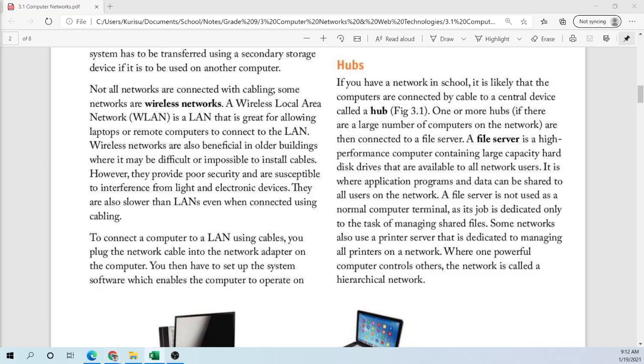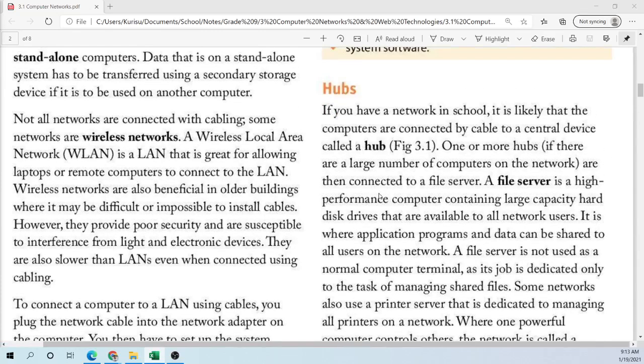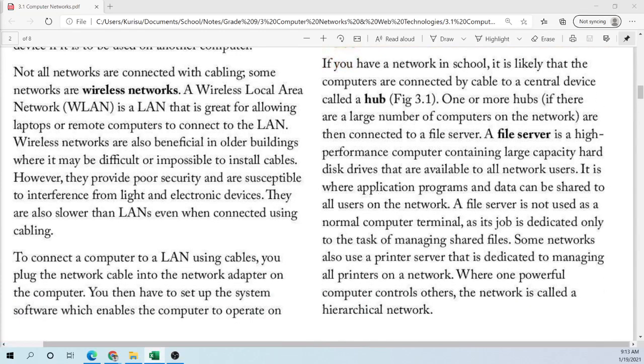So to get us started, let's have a reader for the paragraph on hubs. Let's see. Saskia, can you read for us?